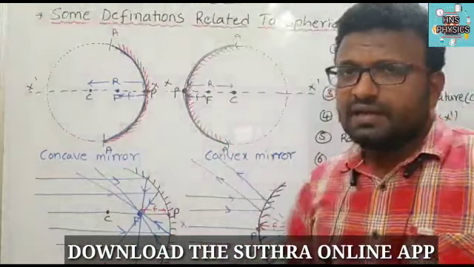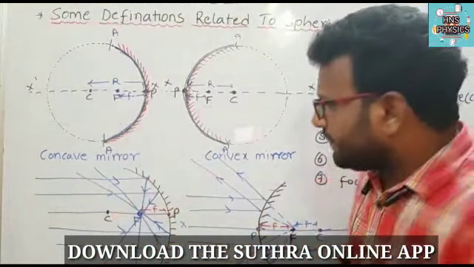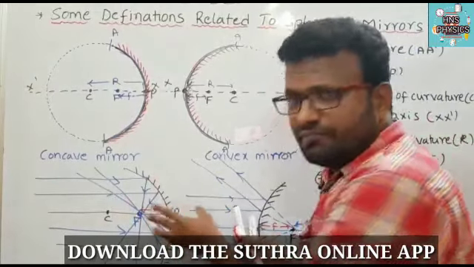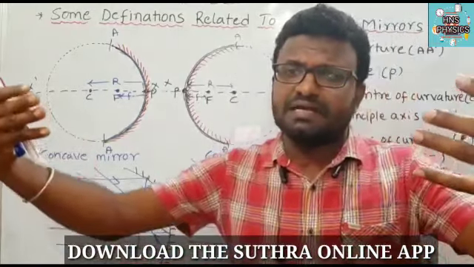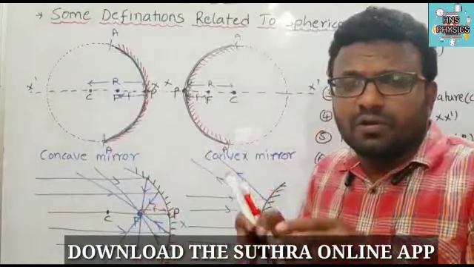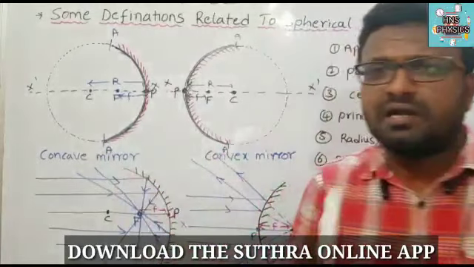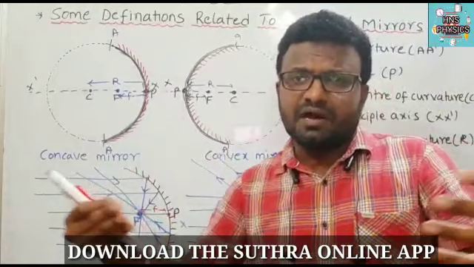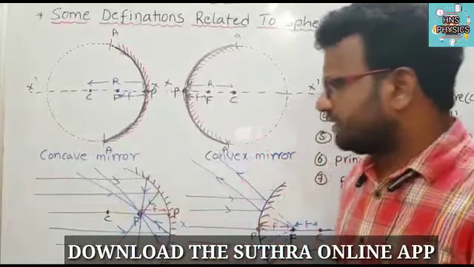If you observe here, when a parallel beam of light is incident on a concave mirror, what happened? After the reflection, the rays are reflected and those reflected rays meet at one point. That means the rays coming from various directions converge to one point. That's why a concave mirror is called a converging mirror.